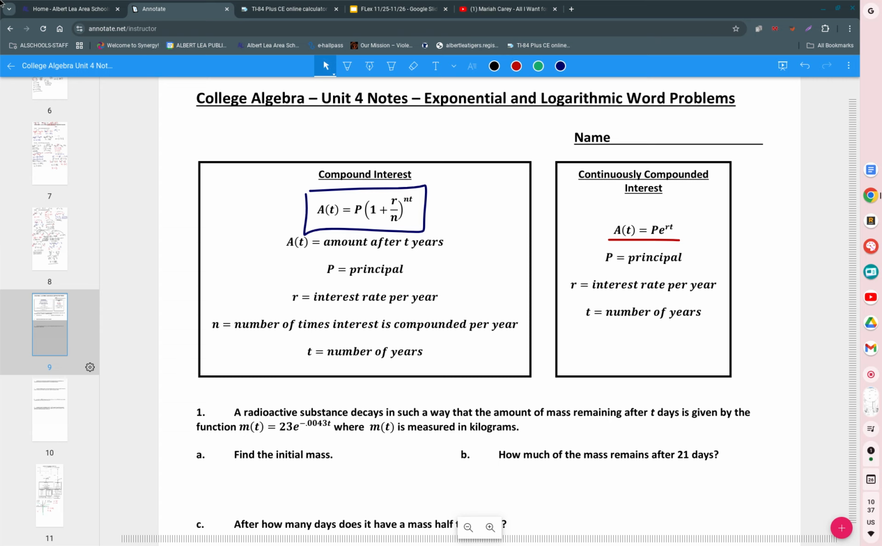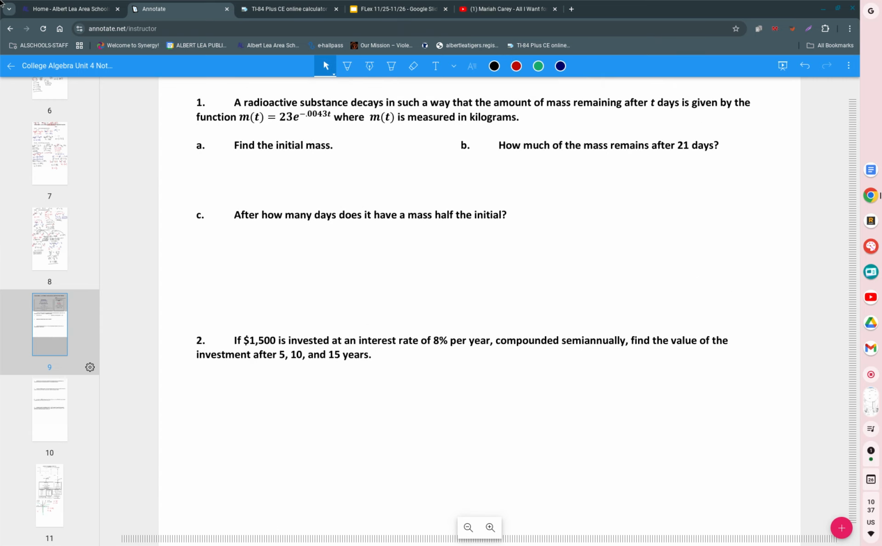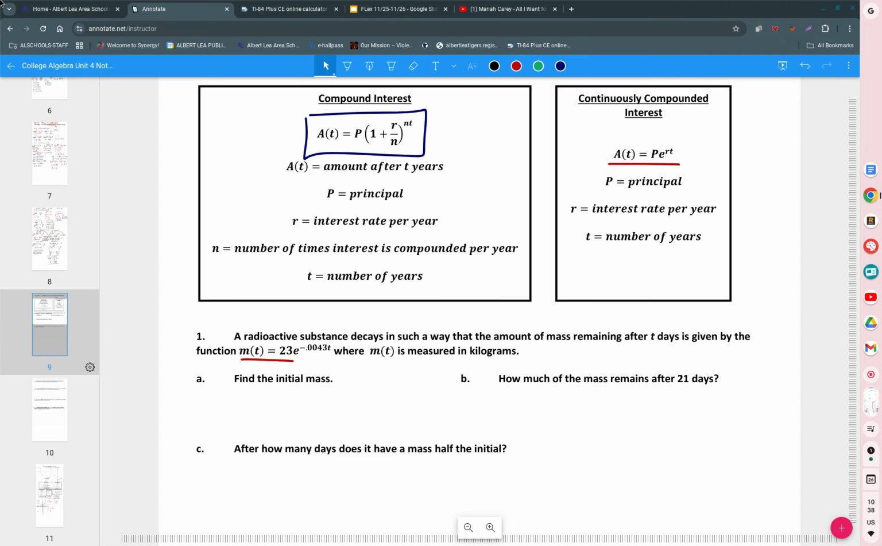So we'll start off with the first example here. A radioactive substance decays in such a way that the amount of mass remaining after T days is given by this function right here. M of T is measured in kilograms. 1 kilogram is 2.2 pounds. But notice what we're given for this equation. Does this look like our first equation or our second equation? Second, because it involves the letter E. E is what happens when it compounds continuously.